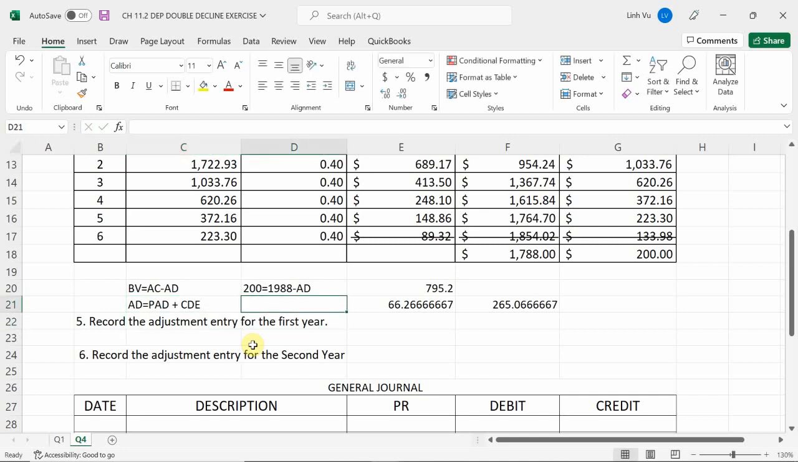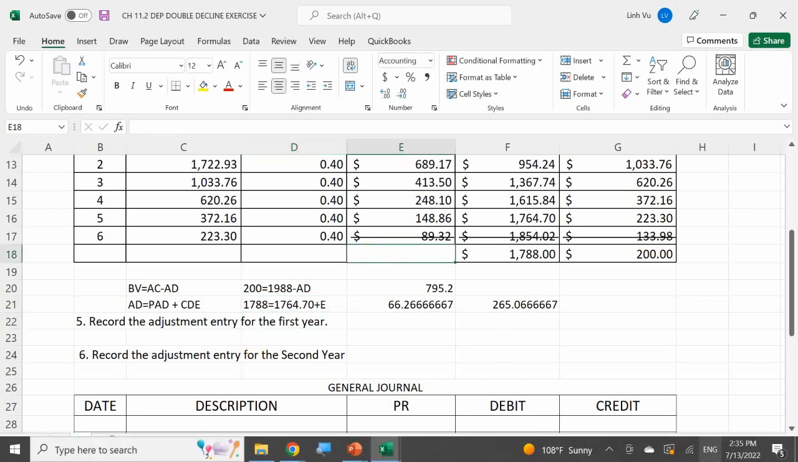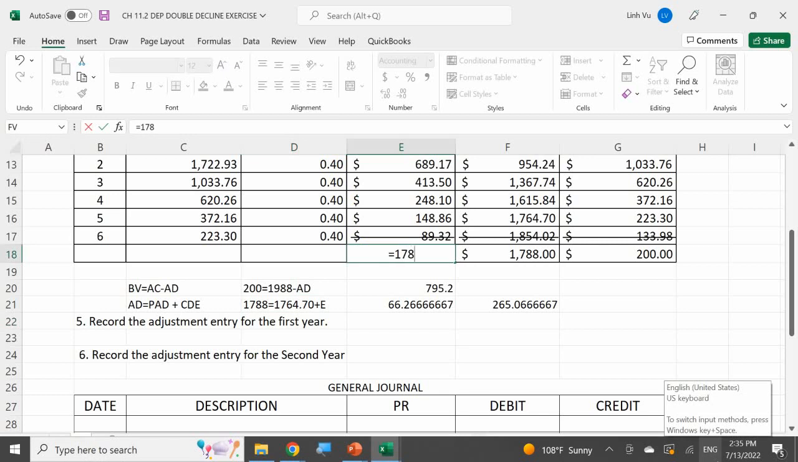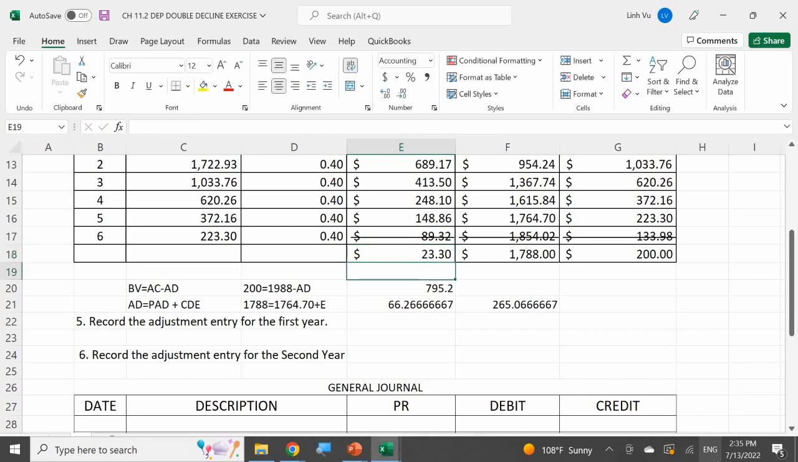So in this case, we know what my accumulated depreciation is. It's 1788. We know what my previous is, right? Which is going to be the 1764.70 plus X or plus E, right? So what is going to be my total here? I can do my simple math right here. 1788 minus 1764.70. 23.30. And that's it for the 6th year. Okay? So that's doing it working backwards.